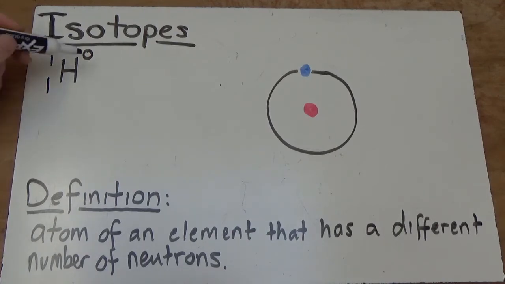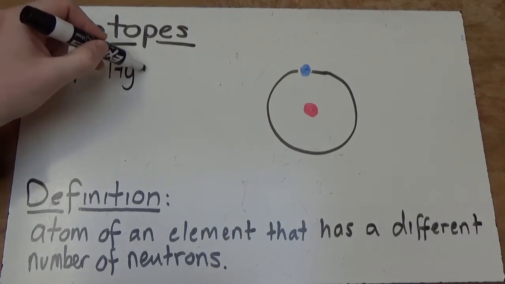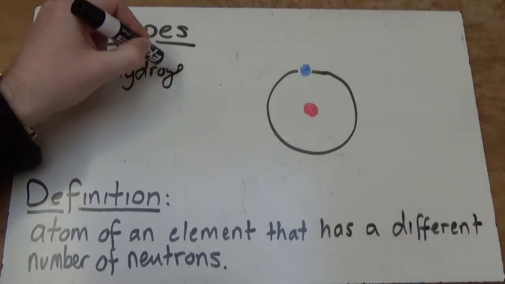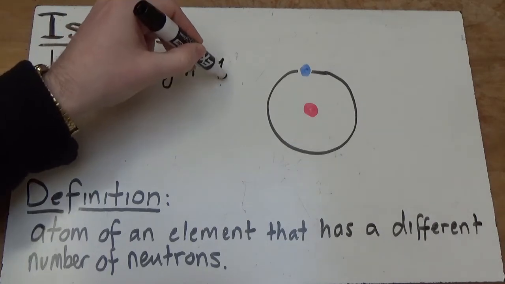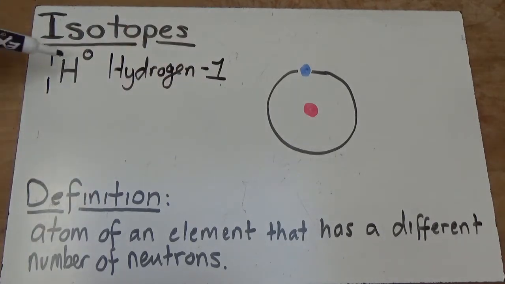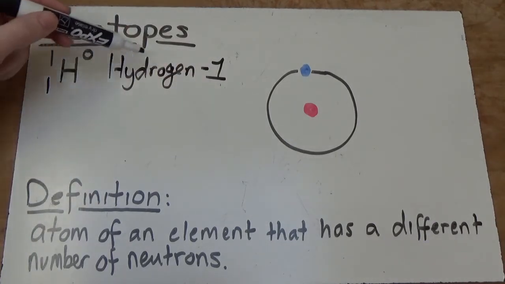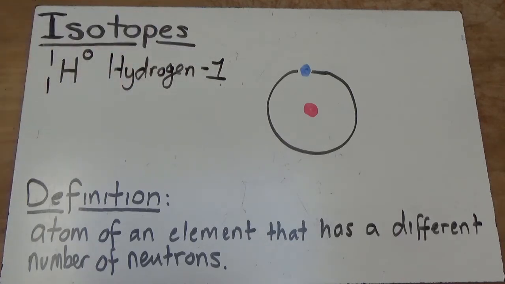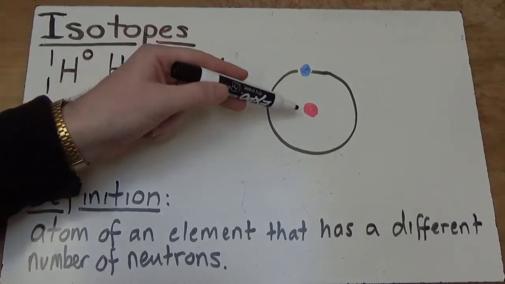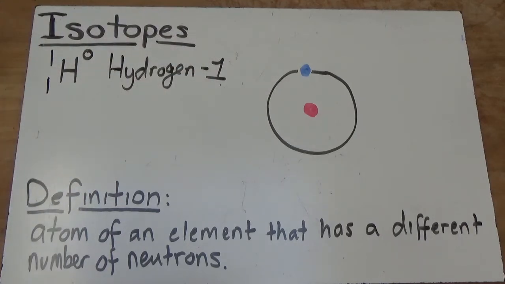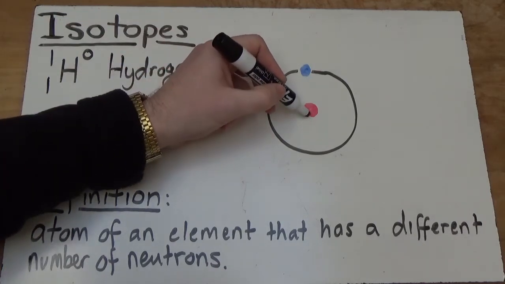We call this hydrogen one. We name the element, and then we say how much it weighs. Now, hydrogen is defined by having one proton. But there are no rules about how many neutrons a hydrogen can have, and there are some hydrogens out there that have one.